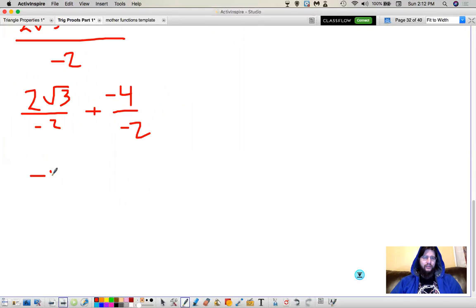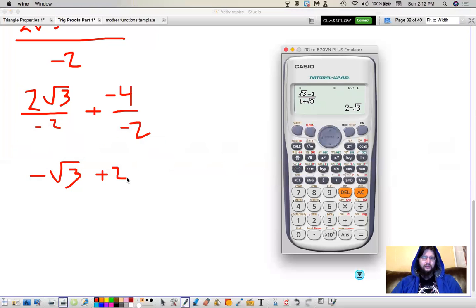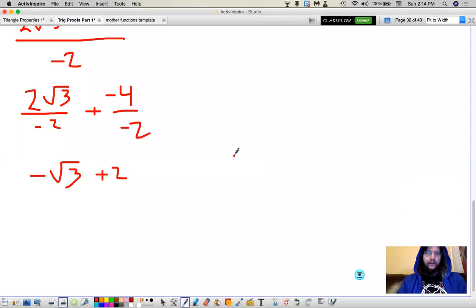So that's become negative square root of 3. Negative over negative is positive. That's 2. And look what the calculator said: 2 minus square root of 3. Negative square root of 3 plus 2. Commutative property, same thing. One second. And we're back. So let's take a look at the next one.